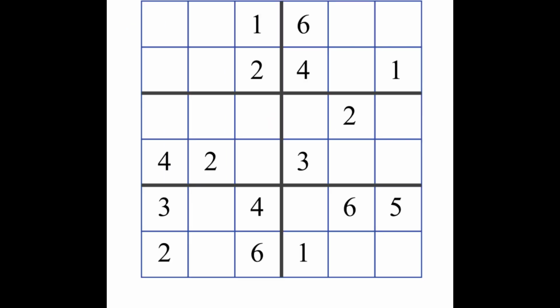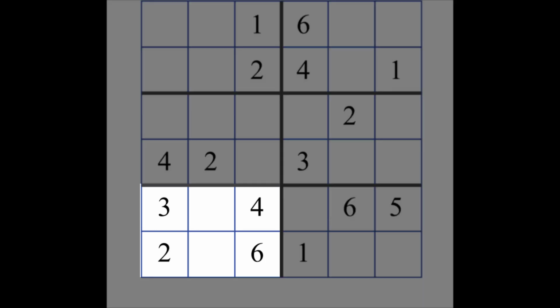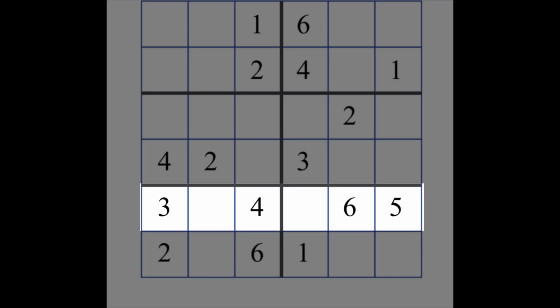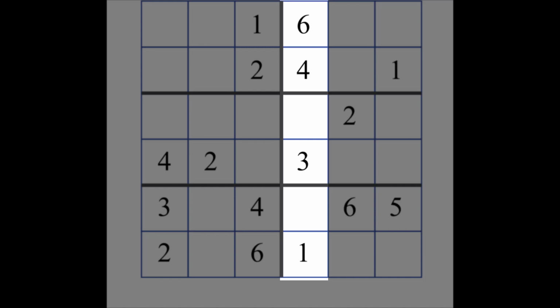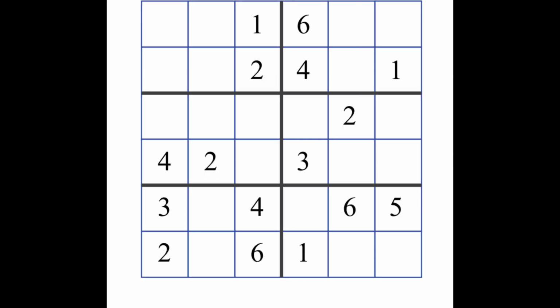In this example, we're going to see if we can find any rows, columns, or grids where they have the fewest spaces missing. So for example, in this bottom left grid, we have 2 spaces missing, and in this row, we have 2 spaces missing. And also in this column. So we might want to go along here to see if there's any numbers that we can definitely put in.